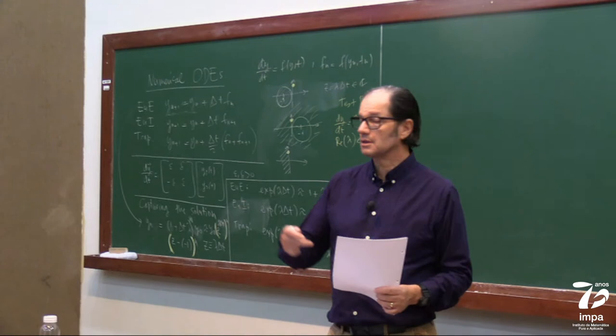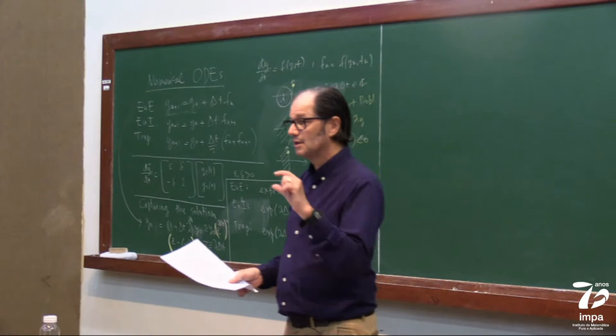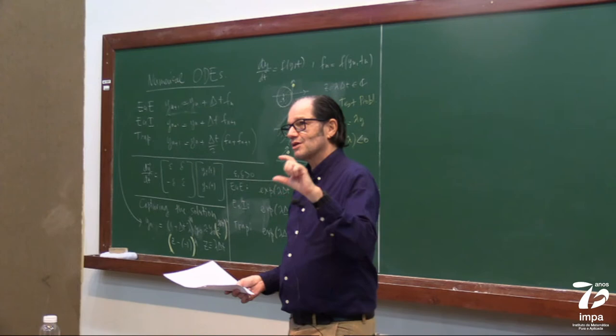You know, Lambert throws it to Isaacson and Keller, which is a really good book. And now everything is expensive for us because of the exchange rate, but it's a Dover book, so it's at least not an expensive book, Isaacson and Keller.